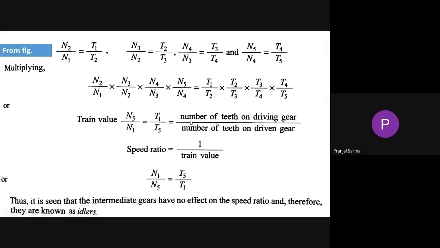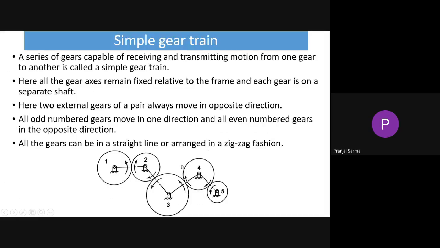So what is this t1 by t5? It is nothing but the number of teeth on the driving gear, that is t1, and the number of teeth on the driven gear. And speed ratio, I can just write like 1 upon train value, so it is just the reverse.